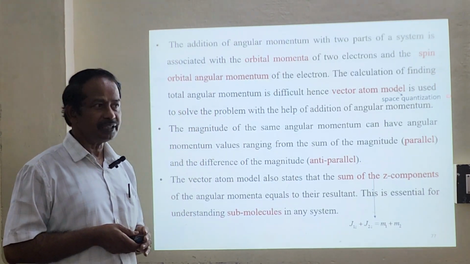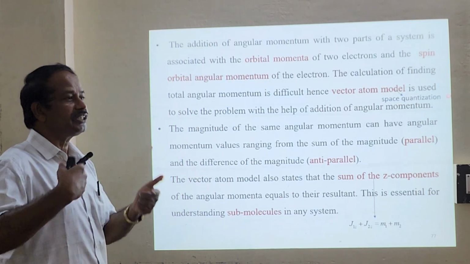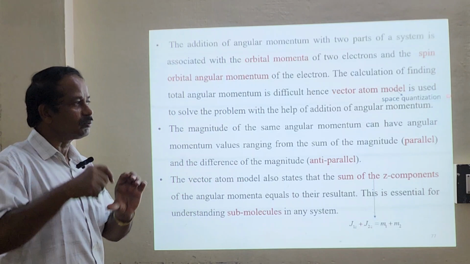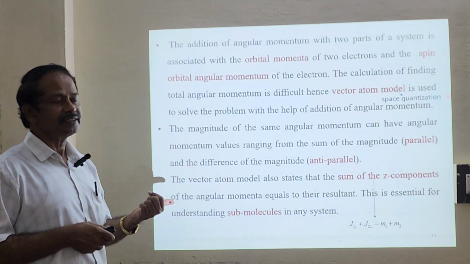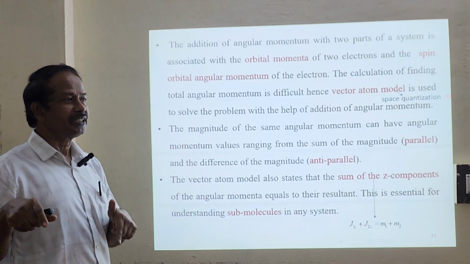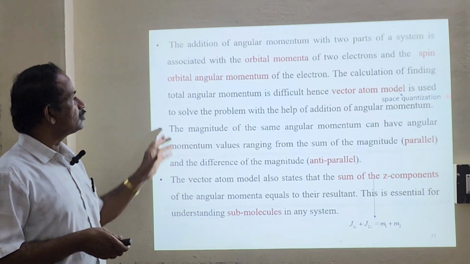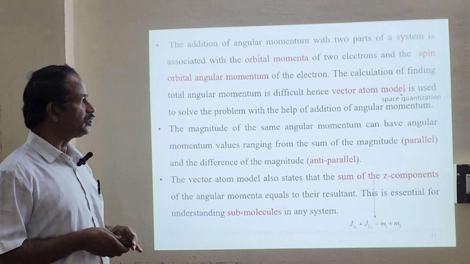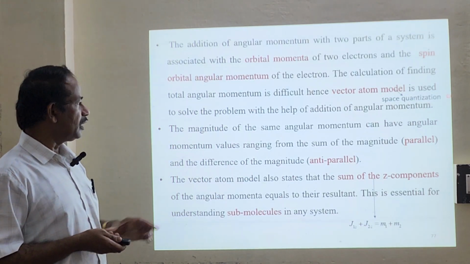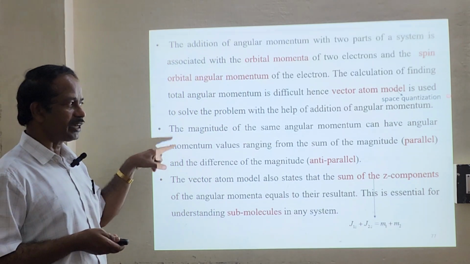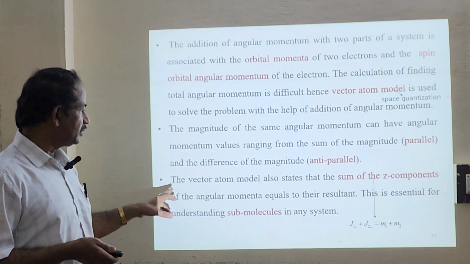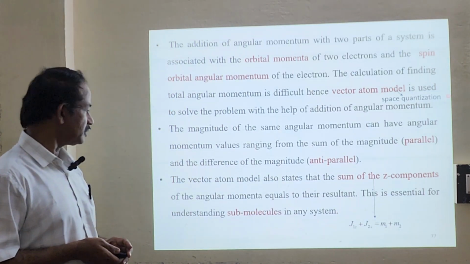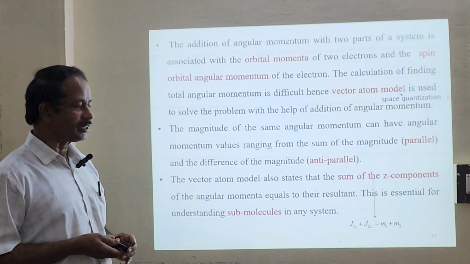The vector atom model is nothing but your space quantization, where J becomes constant. J is constant, and M alone will vary. The projection vector alone will vary. So your J_z is equal to M_z ħ. That alone will vary. To solve the problem with the help of addition of angular momentum, J1 plus J2, the magnitude can have values ranging from the sum of magnitudes, parallel, to antiparallel. The vector atom model also states that the sum of the Z components of the angular momenta equals their resultant.